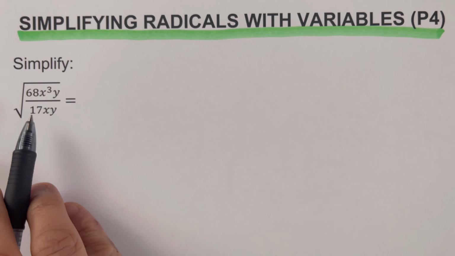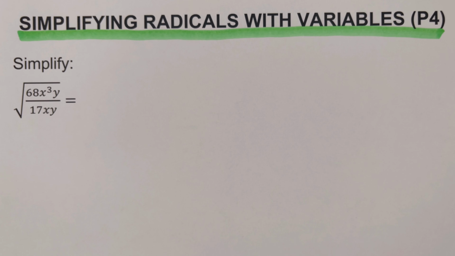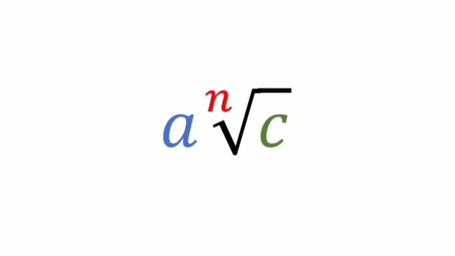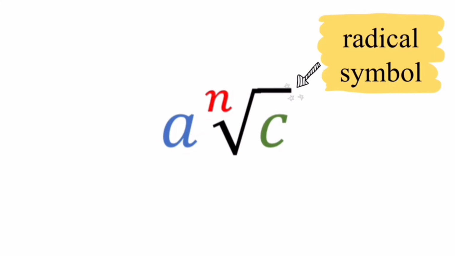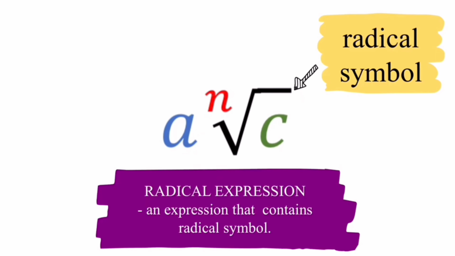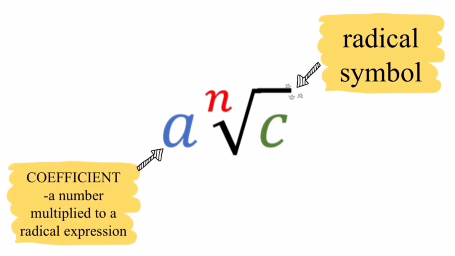Before we jump into this example right here, let's have a review on the parts of radical expressions. Please remember that these are the parts of every radical expression. The first part is the radical symbol. The reason why this is called a radical expression is because it is an expression that contains the radical symbol. Our a here is called a coefficient. A coefficient is a number multiplied to the radical expression.